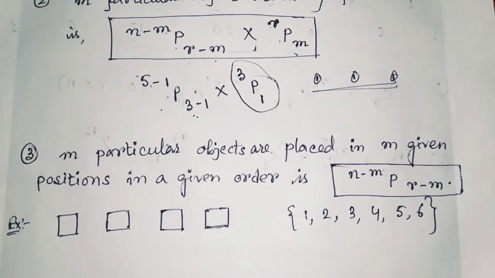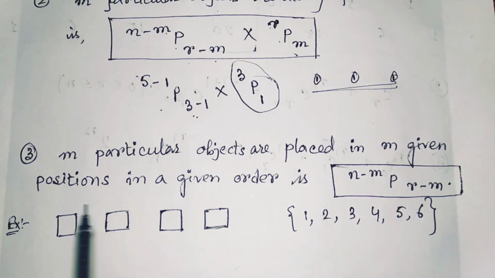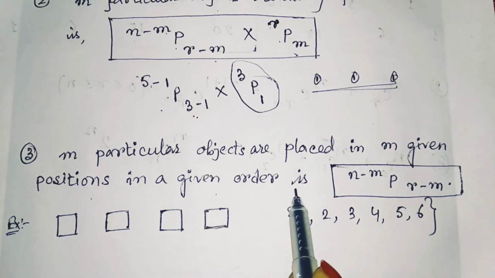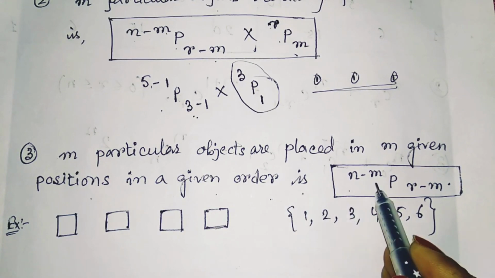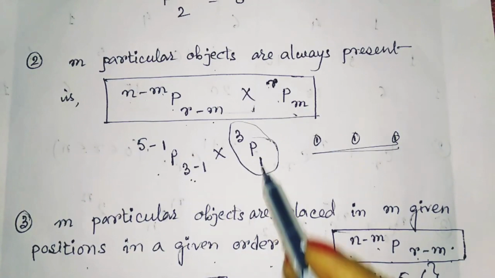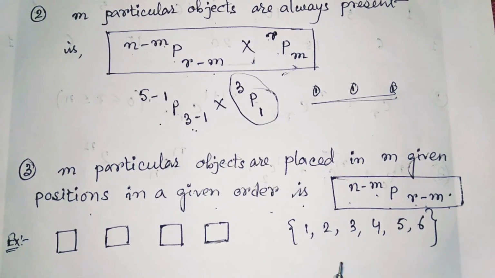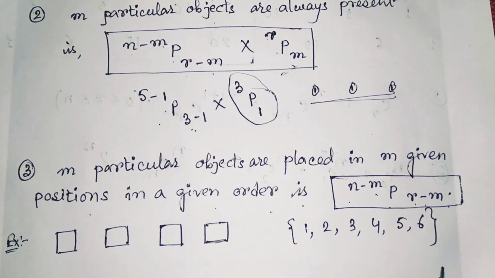Now the next situation is when m particular objects are placed in m given positions in a given order, the formula is n minus m P r minus m. Here the other term is absent. What does it mean? Here it is given that the places are fixed for the chosen particular elements.